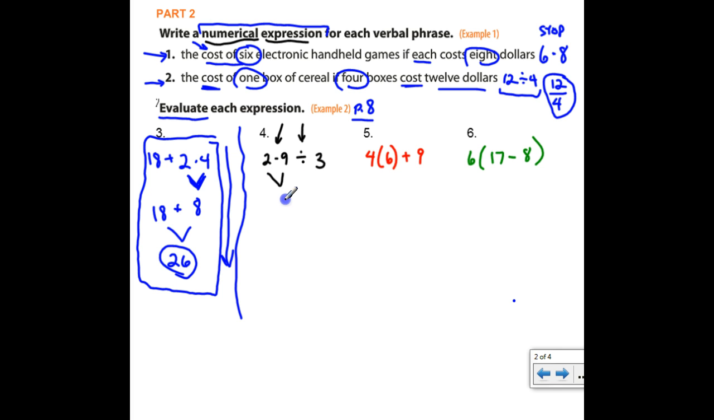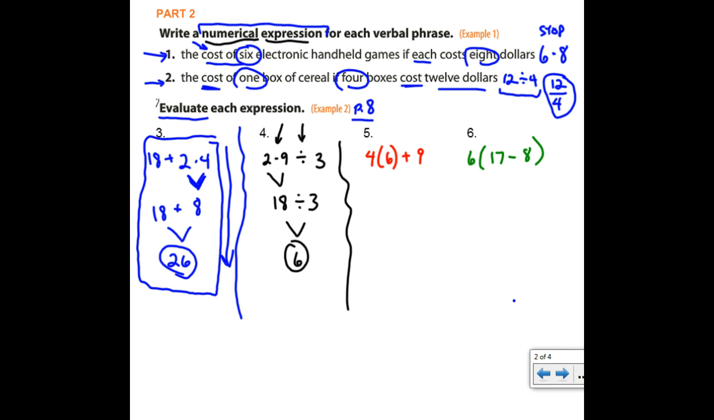Multiplication, because it's on the left. You have multiplication and division. You do the left first. 2 times 9, 18. Divide that by 3. 18 divided by 3 is 6. Again, that should be in your notes exactly like I have it written on my paper.